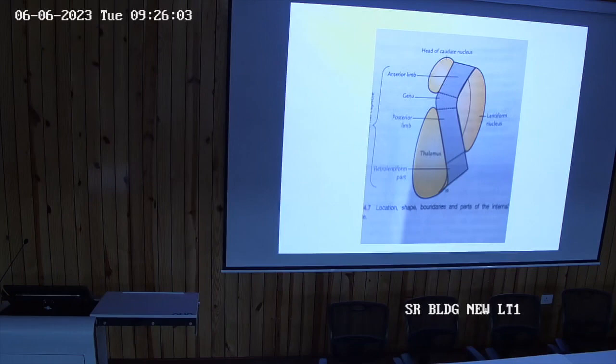Corticonuclear fibers arise from the cerebral cortex, descend down, cross the midline, and relay into part of all the cranial nerve nuclei. These are the corticonuclear fibers.